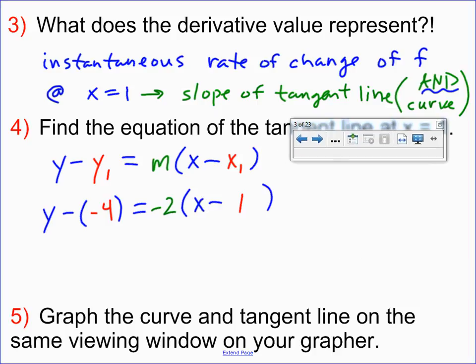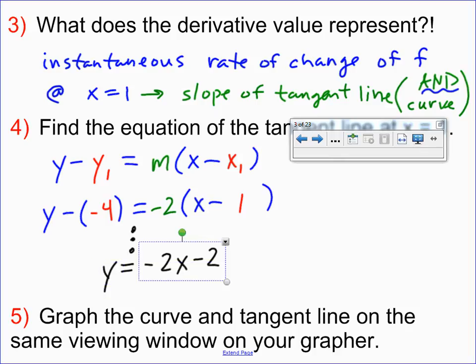We start out with point slope form. Now this won't do any good for us in terms of entering in our grapher, so we want to make sure we solve. So after solving, we get y equals negative 2x plus 2, right? And then minus 4, so I'm getting negative 2x minus 2 for the equation of the tangent line. Raise your hand if you already generated that. Did anybody else get negative 2x minus 2? That's good news. Let's go ahead and verify that graphically.